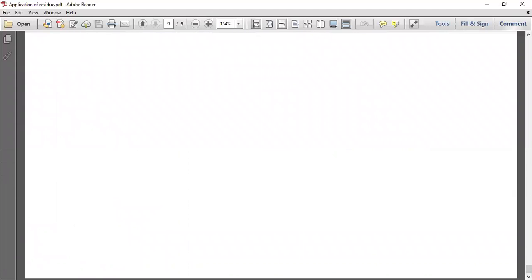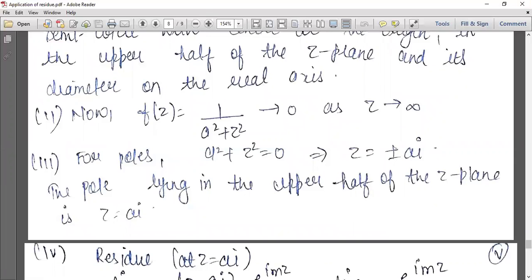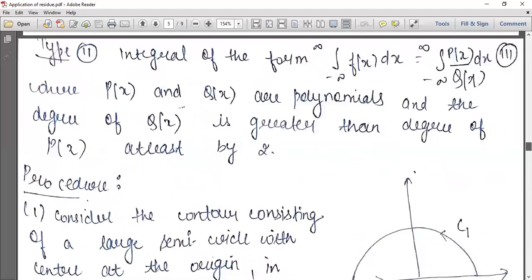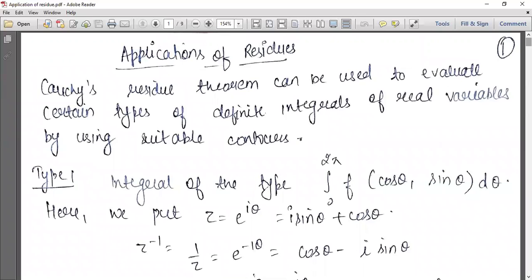So in this video, we have seen how you can solve definite integrals involving real variables with the help of the Cauchy residue theorem. And we have seen three types of integral. In the first type, the integral is of the form cos theta or sine theta only, and then you have your contour as a circle. In the second type, you have a rational function. And in the third type, you have a function of the type cos mx divided by phi(x) dx or sin mx divided by phi(x) dx.